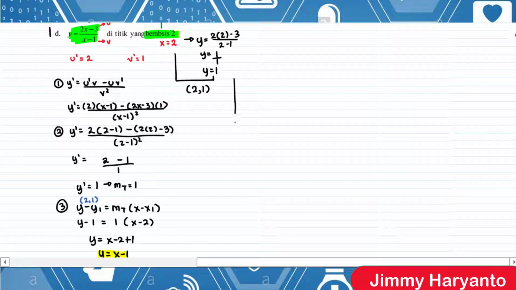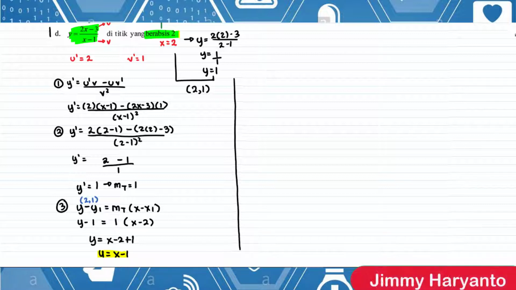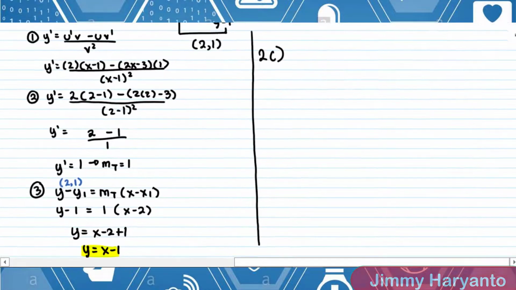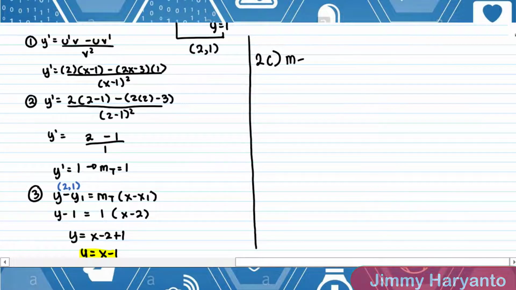And as you can see from number 1D, we can continue to 2C. 1D and 2C are the same, but for number 2, the question asks you about the normal line, not the tangent line. So we will use this answer to find the gradient of the normal. We will go to 2C. For 2C, we already have the gradient of the tangent equals 1 from the previous calculation. That means we can find the gradient of the normal equals negative 1 over the gradient of the tangent. So it will be negative 1 over 1 equals negative 1.